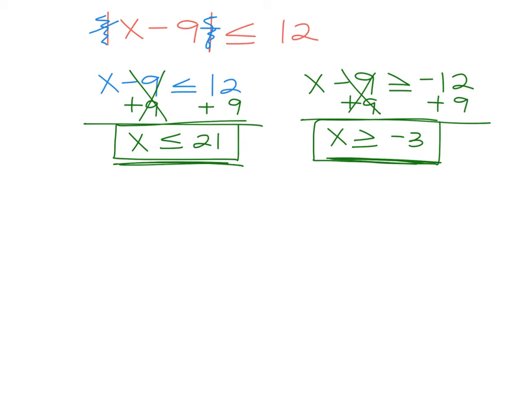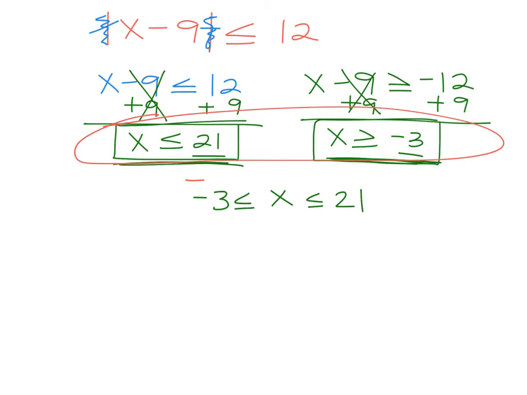But if you want to write it the simpler way, make sure your smaller number is always at the beginning, your negative 3. Your bigger number is at the end. And then your symbols will always be less than or equal to with your variable in between. So you may give me this as an answer, or you may give me this as an answer. They're both acceptable, okay? But you do have to graph them.